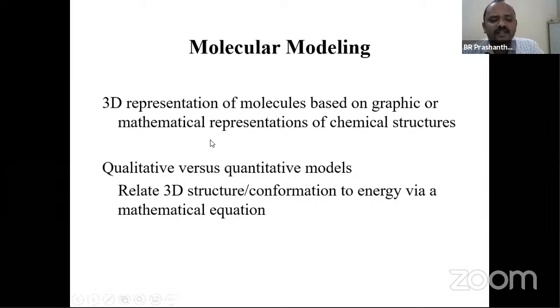So the qualitative versus quantitative models, they relate the structures of conformation to the energy versus the mathematical equations. So that is what molecular modeling is. Altogether, if you are finding it difficult to understand what is meant by molecular modeling, it is very simple: trying to simulate the molecules the way they exist in nature. That's all we try to do as part of molecular modeling. It is as simple as that.